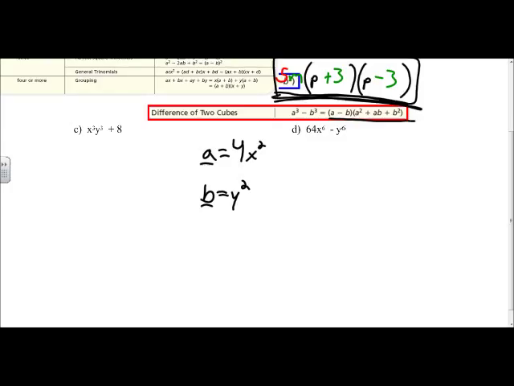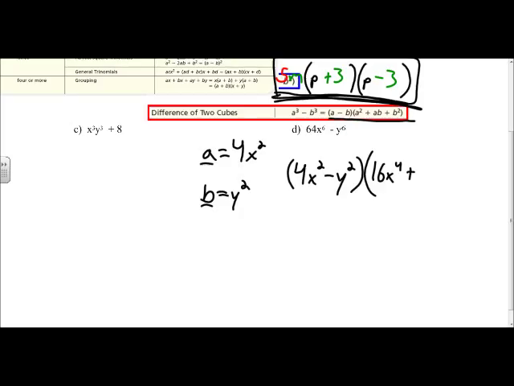our trick here, plug it back into our form. So we know that our factors are going to be a minus b. So a is 4x squared minus b, which is y squared. Now we need a squared plus ab plus b squared. Well, a squared is going to be 4x squared squared. So it would be 16x to the 4th, because 4 squared is 16, x squared squared is x to the 4th.